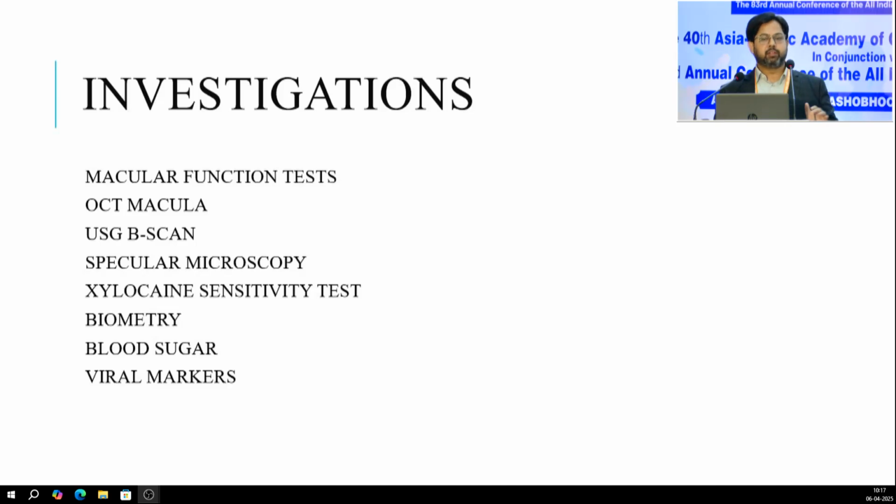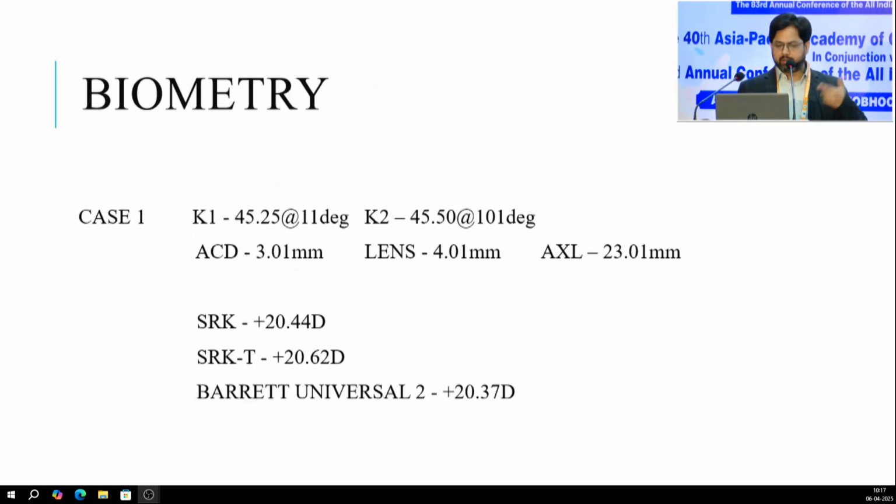And biometry. Many a times what happens is the biometry is being done by residents, although the number of cases are more done by the consultants. And we don't pay the good amount of respect and the time to biometry which is required. So we need to have some basic understanding of biometry. So let's do that scenario-wise.